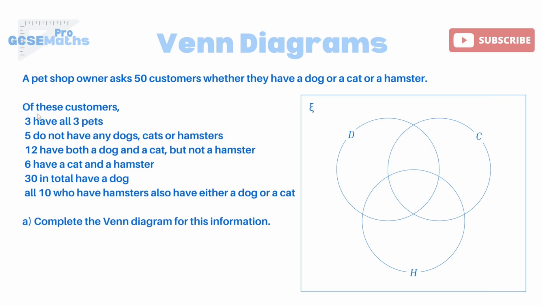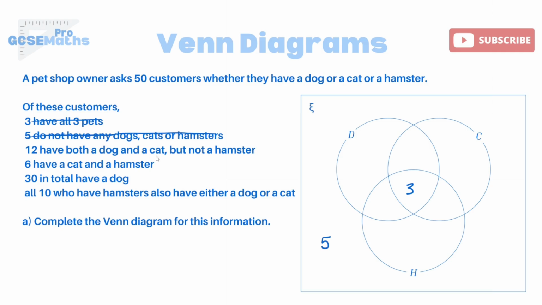Then we've been told that of these customers, 3 have all 3 pets. Okay, that's obviously then the middle. So let's fill that out straight away. 5 do not have any dogs, cats, or hamsters. So that's none of the bubbles. That's just 5 on the outside. And you can kind of tick them off as you go along.